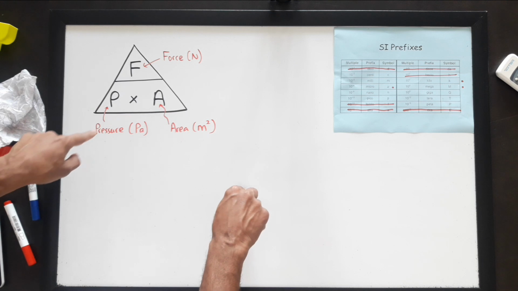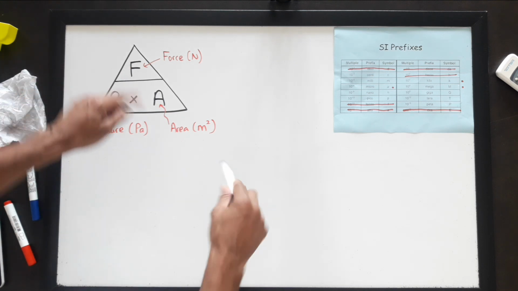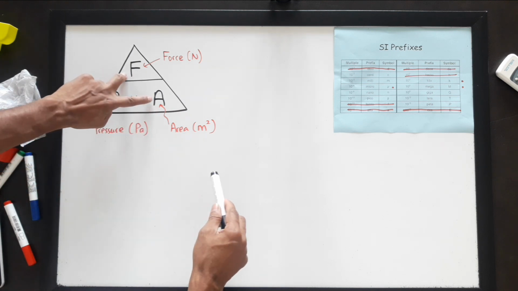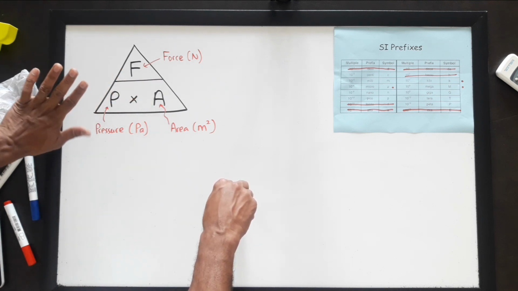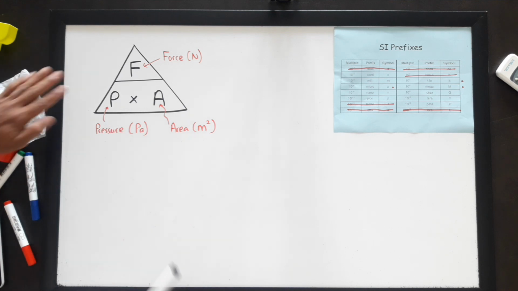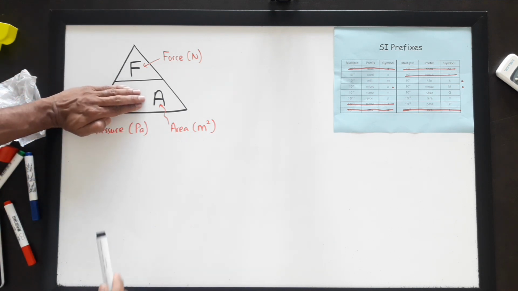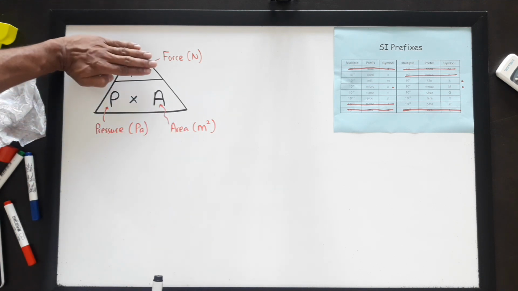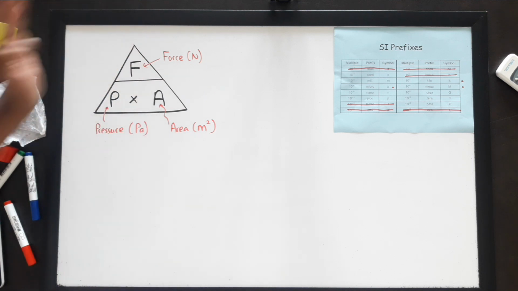Now, if I push down this marker at a certain force, and the bottom of the marker has an area, when the force pushes down on the area, you get a pressure. Okay? And this here is the formula that relates the whole scenario. If I want to calculate pressure, I just block the P. Pressure is force divided by area. If I want to calculate the force, I block the force and you get pressure multiplied by area.